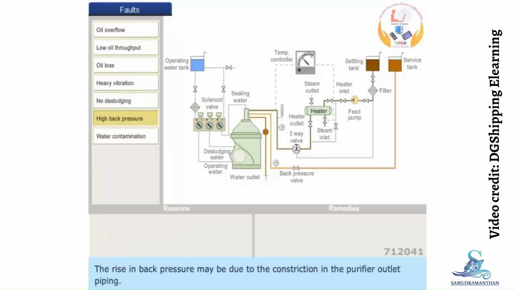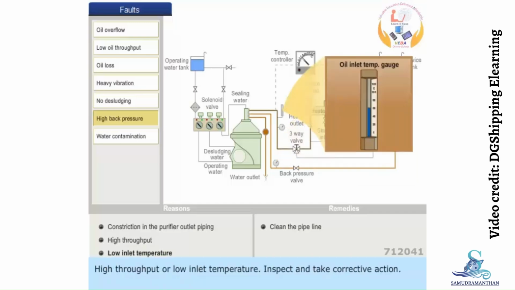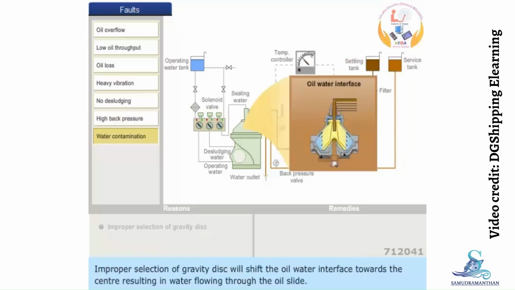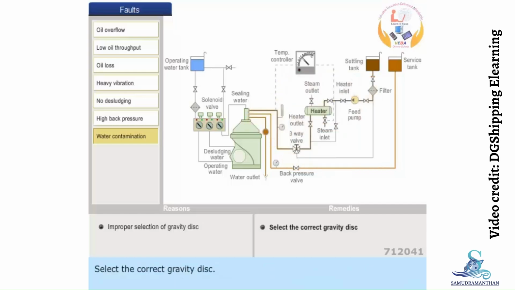The rise in back pressure may be due to constriction in the purifier outlet piping, high throughput, or low inlet temperature. Inspect and take corrective action. Improper selection of gravity disc will shift the oil-water interface towards the center, resulting in water flowing through the oil side. Select the correct gravity disc.